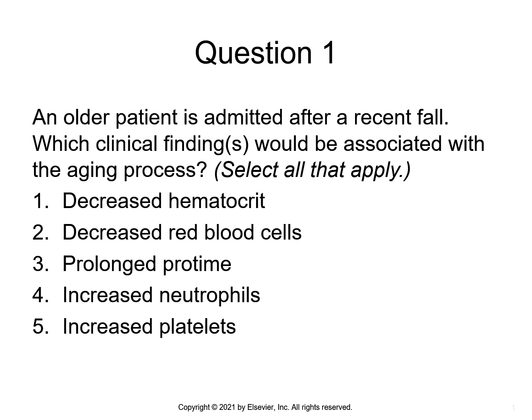An older adult is admitted after a recent fall. Which clinical finding would be associated with the aging process? Decreased hematocrit, decreased red blood cells, a prolonged clotting time, increased neutrophils, increased platelets. The correct answer is number 1 and 2.